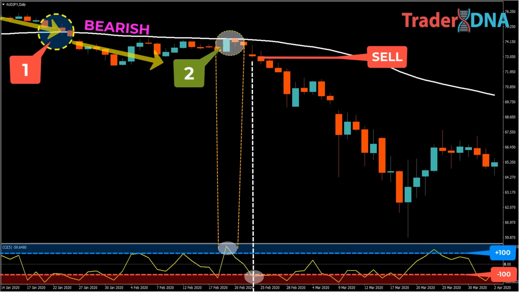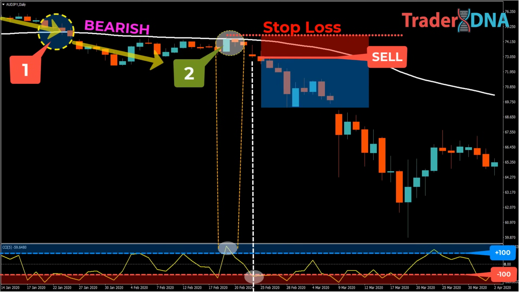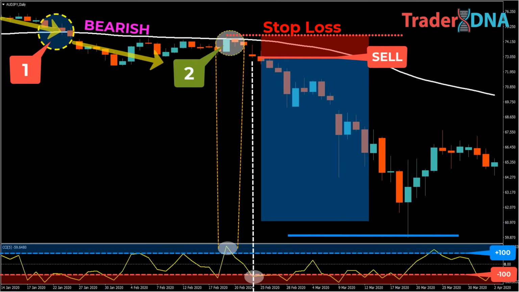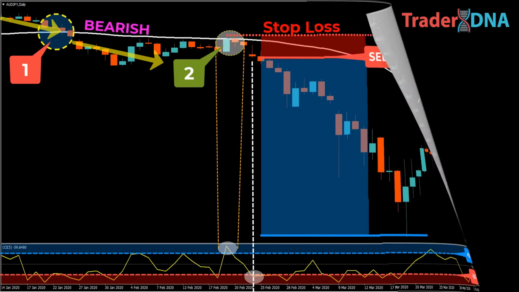Play it smart. In this setup, the nearest swing high aligns with the 50-period EMA. That's a key resistance zone, so we place our stop loss just above both of them for maximum protection. And just like that, boom, price plunges hard and fast, locking in massive profits. This strategy is incredibly powerful, but there's one golden rule. You must stay disciplined and follow every step exactly.